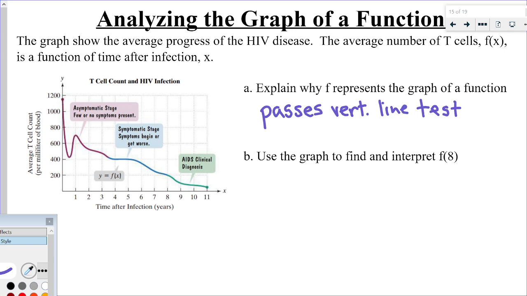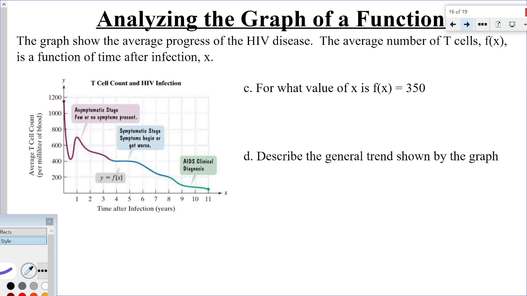Okay, and then it says use the graph to find and interpret f of 8. I know the numbering may be a little obvious on this one, but if it says f of 8, am I going to 8 along our x-axis or along our y-axis? X, right? Remember, that's your x value that's inside the parentheses. So follow that up until it hits the graph, and finish the ordered pair. Now follow that over to your y-axis. It would be 8 comma approximately 200, right? 200 what? T cells. You got it.